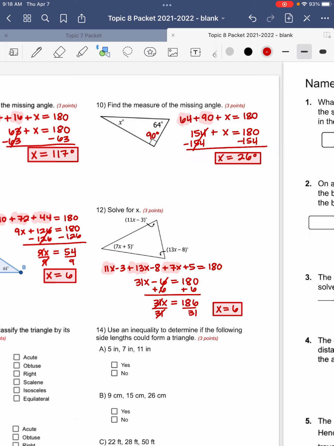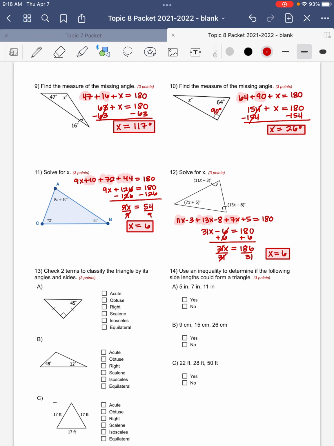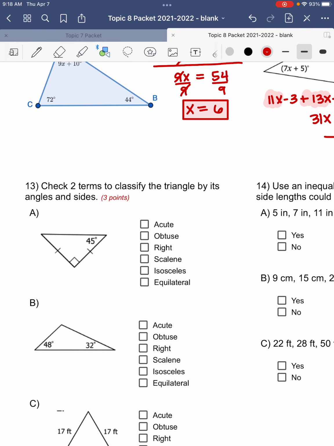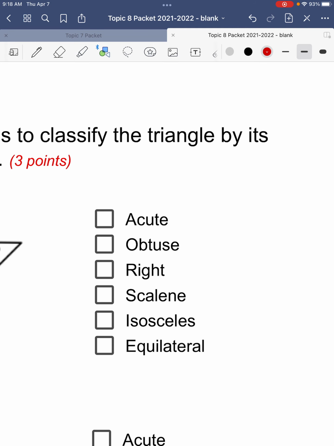Okay, let's move on to number 13. So number 13, we're going to check 2 terms to classify the triangle by its angles and sides. Okay, so classifying by angles. Well, remember, acute means all of them are less than 90 degrees. All 3 angles are less than 90 degrees.